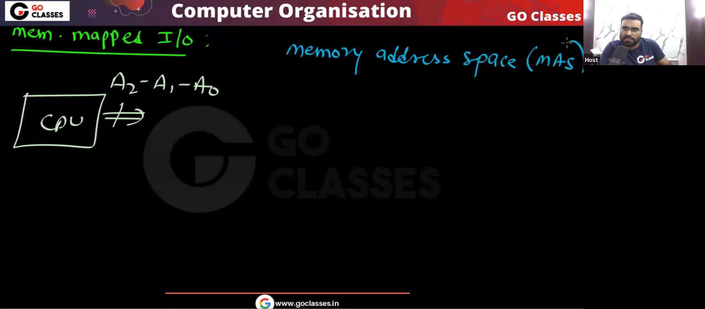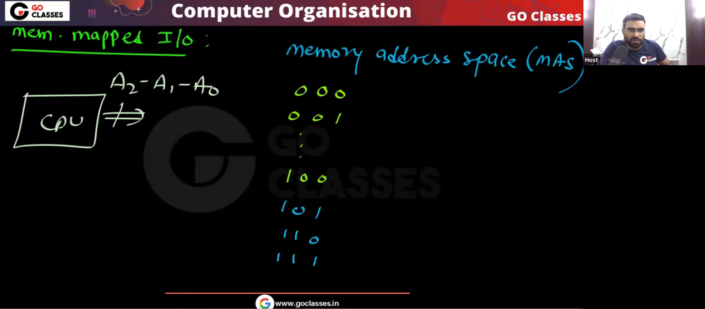Then there is a main memory address space, right? Let's call it MAS. Then how many addresses are there in total? There are a total of 8 addresses. Now, which diagram is correct? This is what I'm asking. 000, 001 and so on, 010, 011, 100, 101, 110 and 111. So these are the addresses. Do you agree?